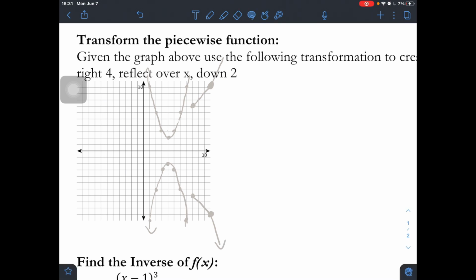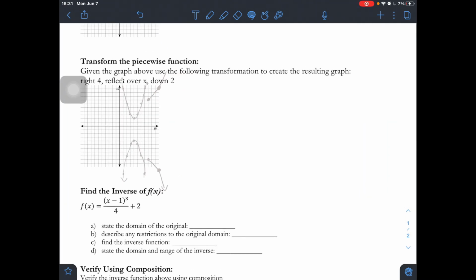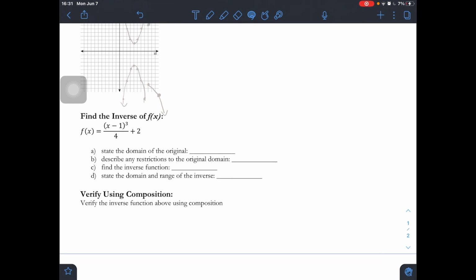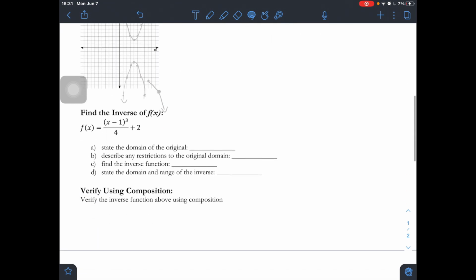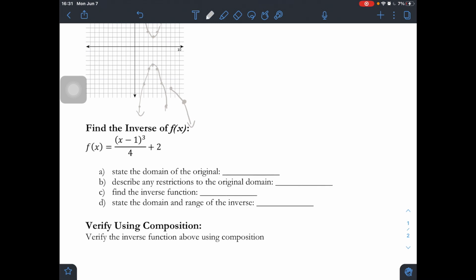And then since this entire thing has to be moved down 2 as well, let's move this down 1, 2. So that would be the transformed function. Now to find the inverse of f of x, we just simply have to replace the x's with y's and the y's with x's, and then just solve it from there.